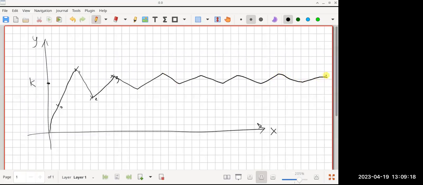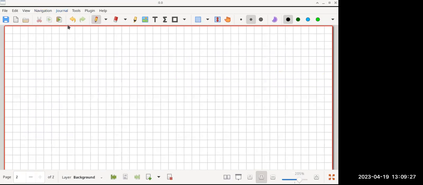So what is epsilon in this case? Let me give you another graph here. So if we go to the next page, like so.